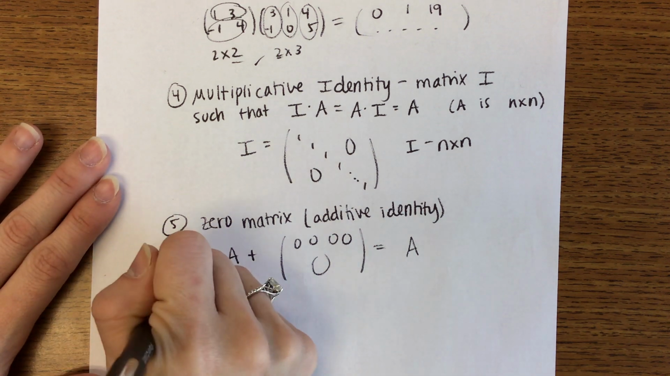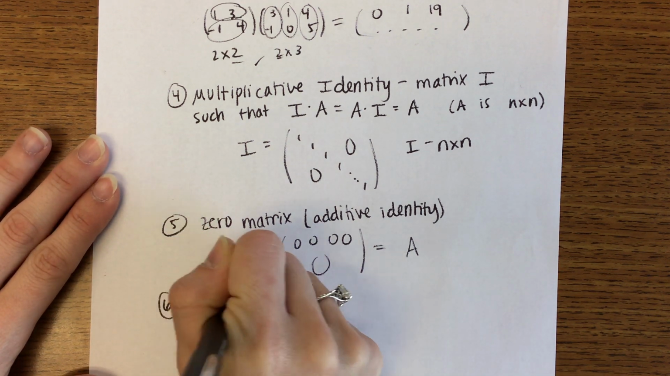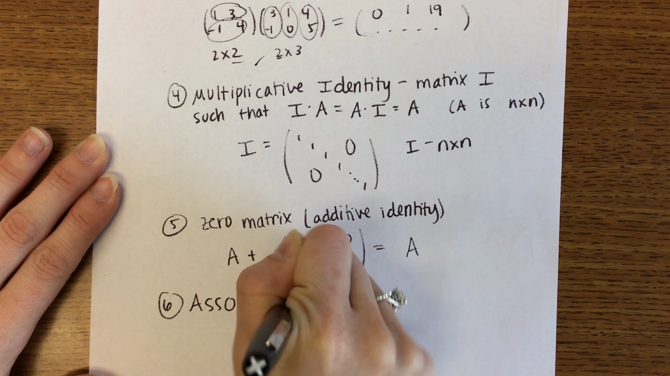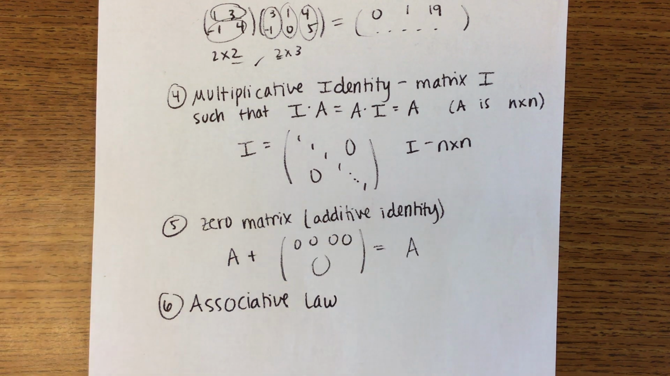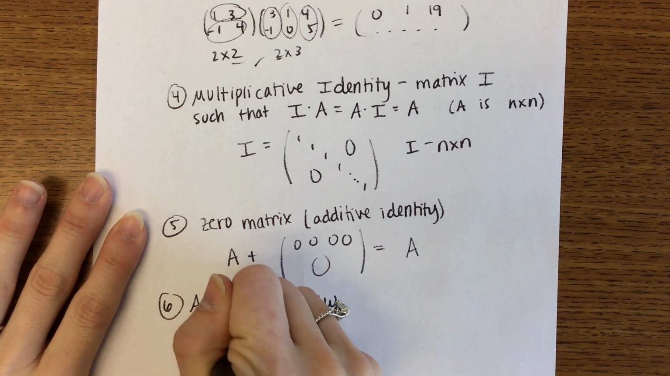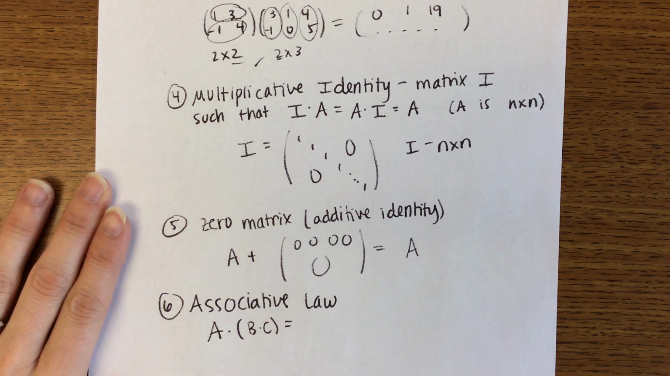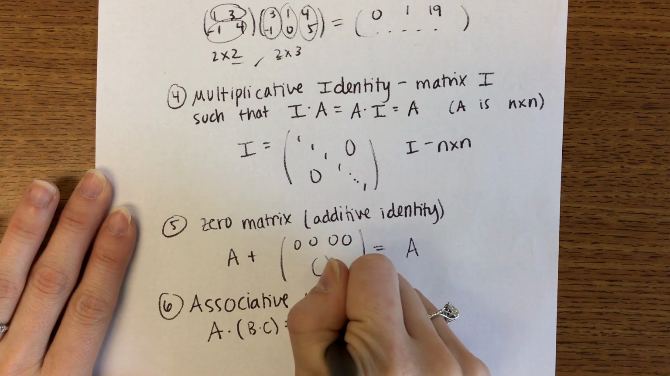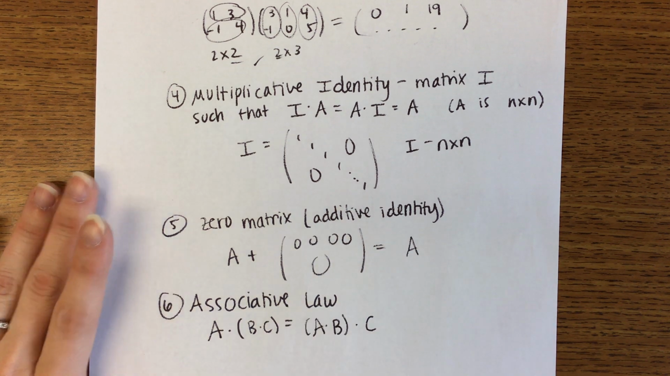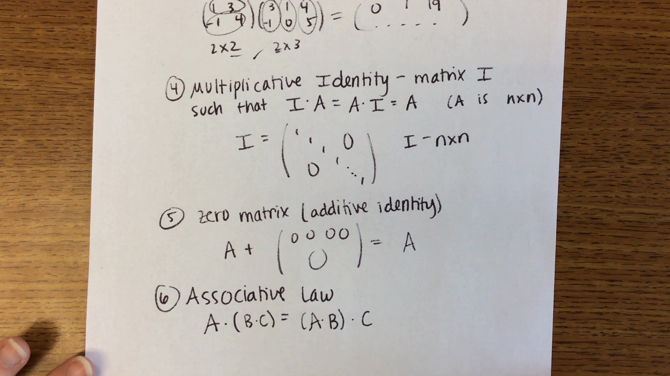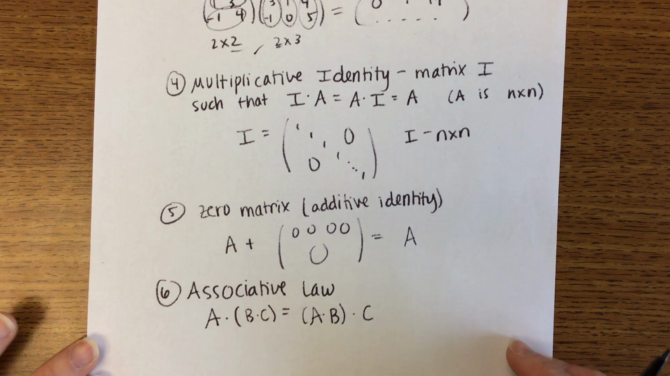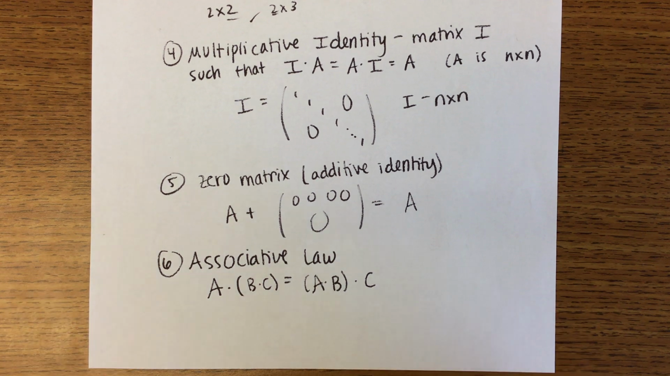Okay, let's see if this next one we remember. The associative law. So if I do A and multiply that by the product B times C, that's the same as doing A times B and then multiplying by C. That's of course assuming that the product does exist. So if B times C doesn't exist, then this doesn't apply.